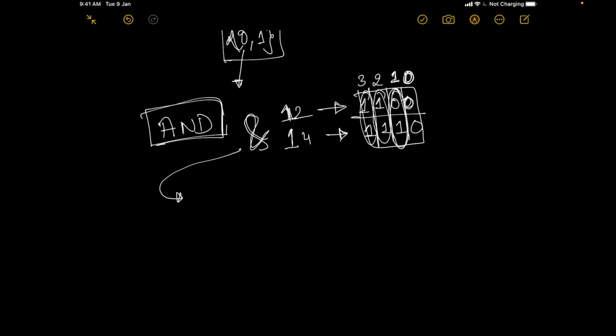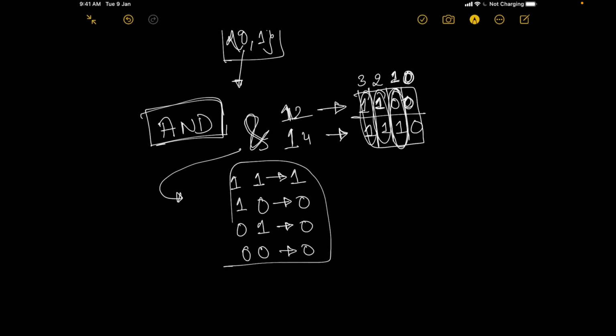So what is the AND operation? In AND operation, if both the bits are set to 1, so if I'm having a 1 and a 1, only then my output would be a 1. If I'm having a 1 and a 0, then my output would be 0. 0 1 would also give me output 0, and 0 0 would also give me output 0. So the only case where I'll have a 1 is 1 1 itself.